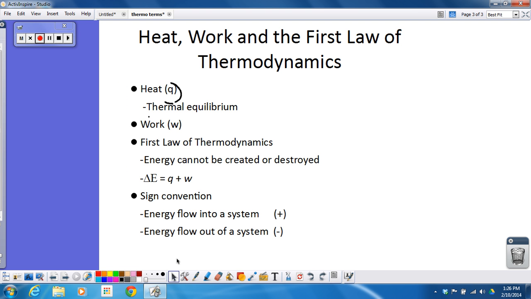Work. Work is application of force over distance. That's a physics term. We're not going to worry too much about work in chemistry. We're going to worry mostly about heat, as you'll see here in a minute.